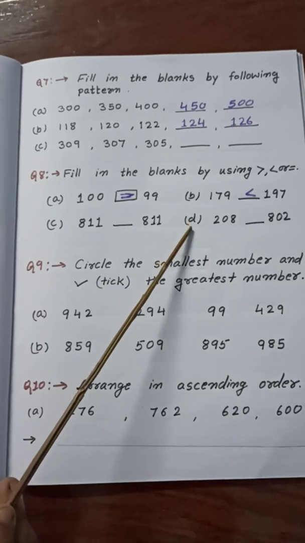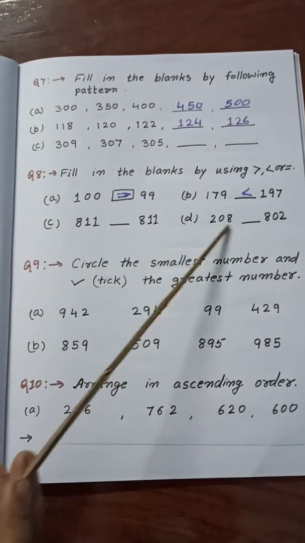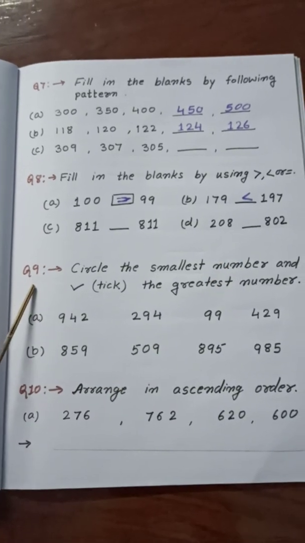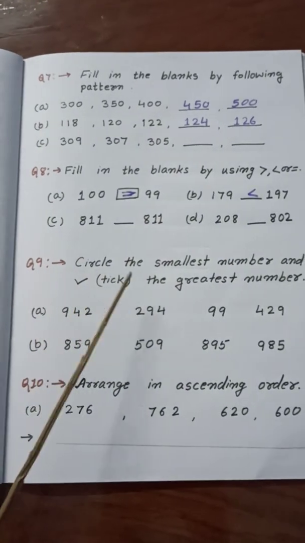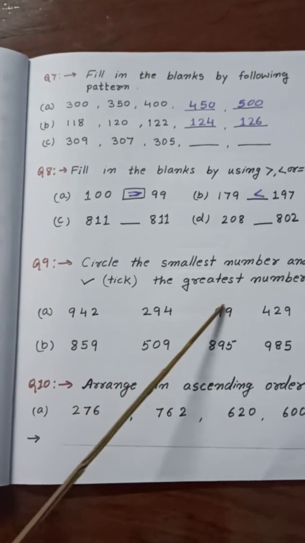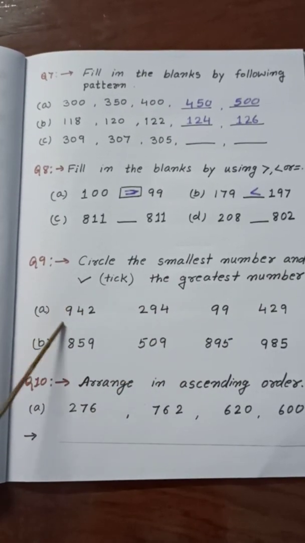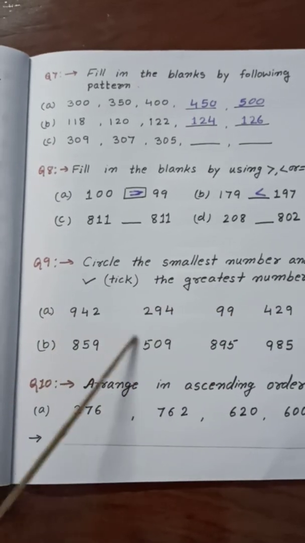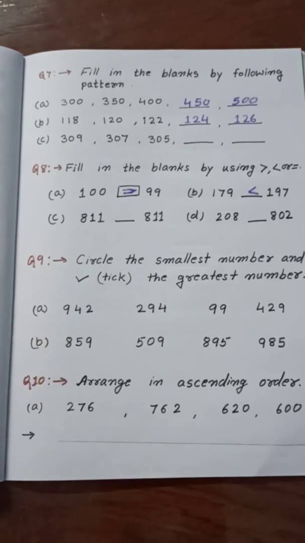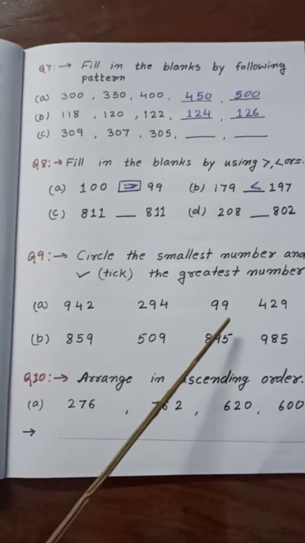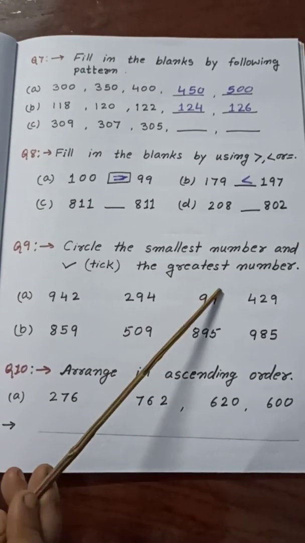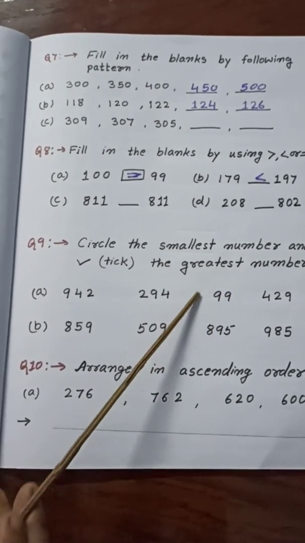Question C and D, children, try to do yourself. You have to check each place. Okay. Now let's see question 9. Circle the smallest number and tick the greatest number. Okay. So here 4 numbers are given and we have to find the smallest number. So can you tell me, children, which number is the smallest? We see here 99. It means 99 is the smallest number.